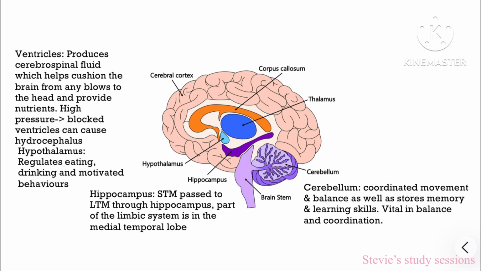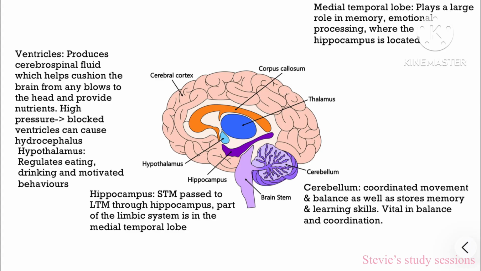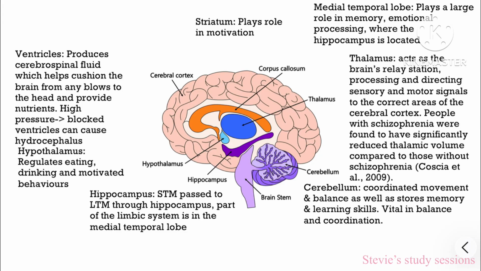It's vital in balance and coordination. The medial temporal lobe, you can shorten this down to MTL. This plays a large role in memory, emotion processing, and it's where the hippocampus is located. The striatum plays a role in motivation. Lastly, the thalamus acts as a brain relay station, processing and directing sensory and motor signals to the correct areas of the cerebral cortex. People with schizophrenia were found to have a significantly reduced volume compared to those without schizophrenia.